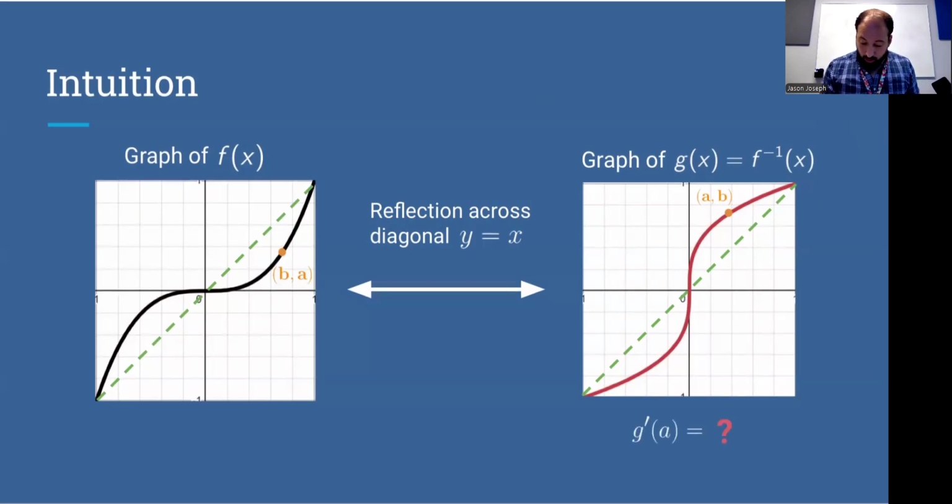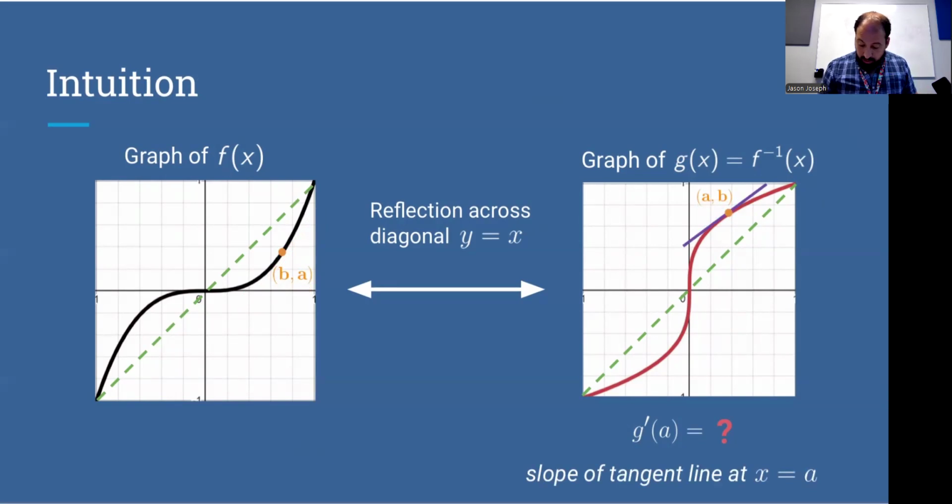So we want to understand at a point, at an x value a here, what is the derivative of the inverse? And it's going to be related to the derivative of the original function, not at a, but at b, because (b, a) is the point that corresponds with (a, b) graphically after doing that reflection.